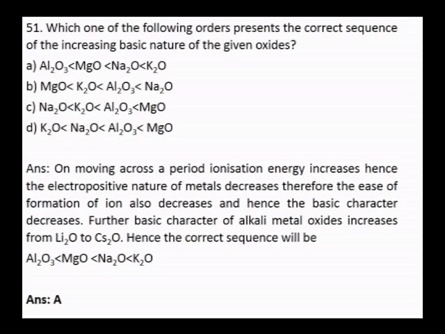That means the aluminum oxide will definitely be least basic, and then the alkali metal oxides, the basic character of alkali metal oxides increases from lithium to cesium. So aluminum oxide is least basic, and then comes the alkaline earth metal oxide, that is MgO, and then comes Na2O, and then K2O. The correct option is option A.